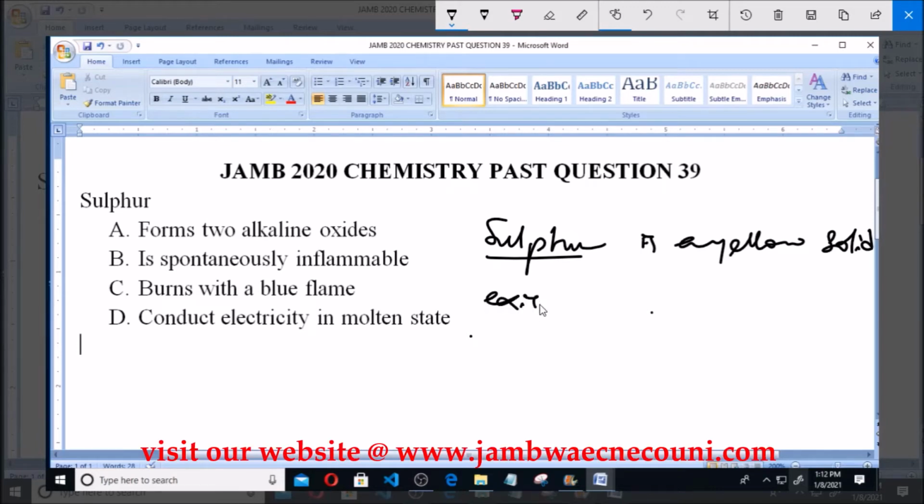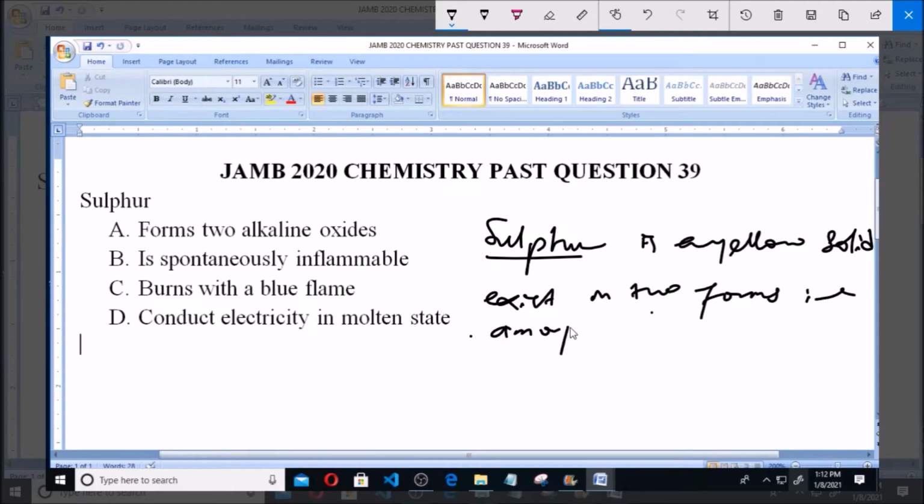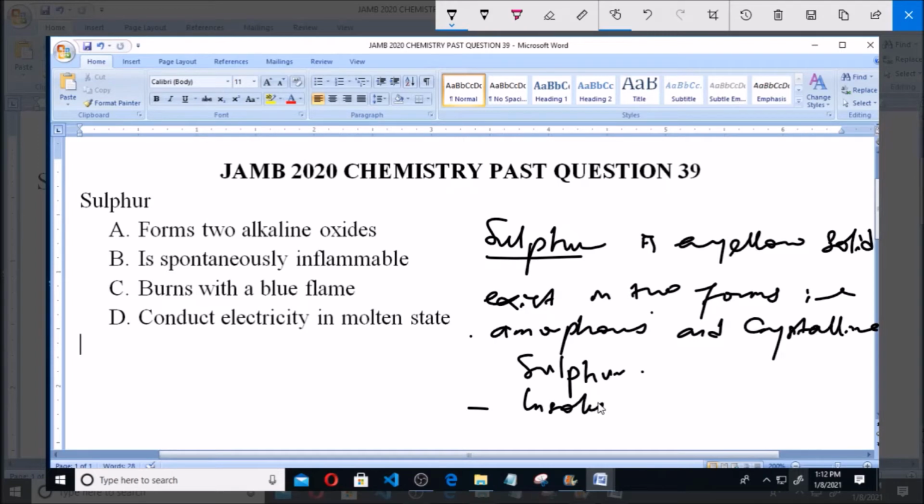Sulphur exists in two forms, that is the amorphous sulphur and crystalline sulphur. And remember, sulphur also exhibits what? Allotropy. It exhibits allotropy. Now sulphur is insoluble in water. Like I said, it is insoluble in water.